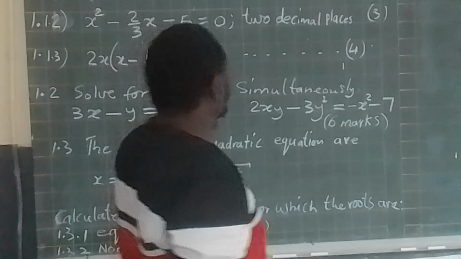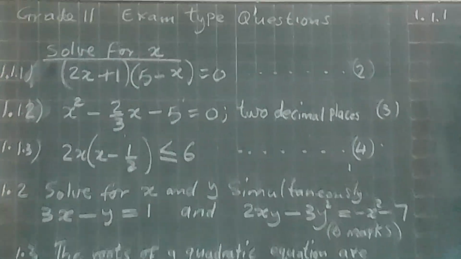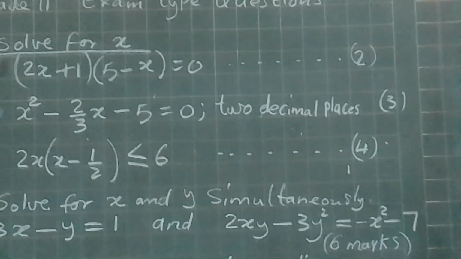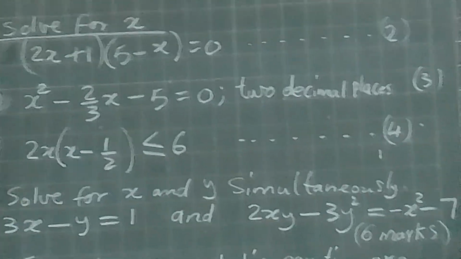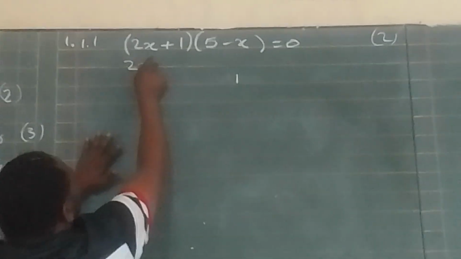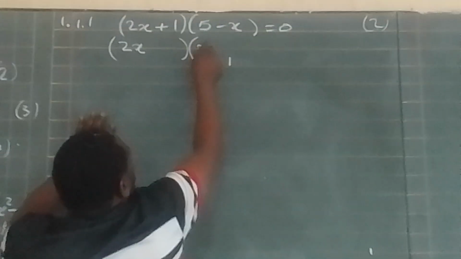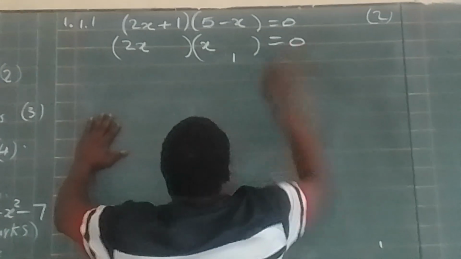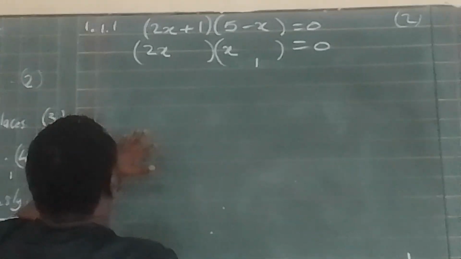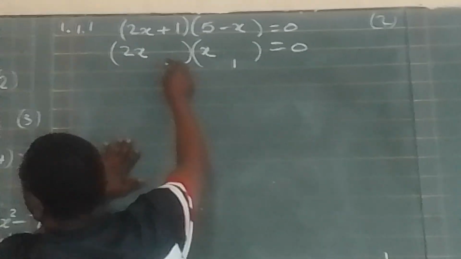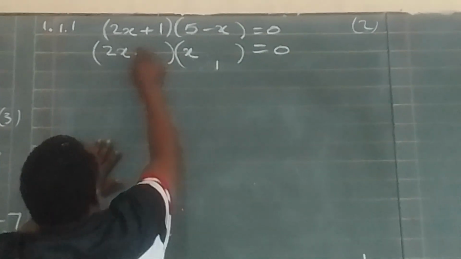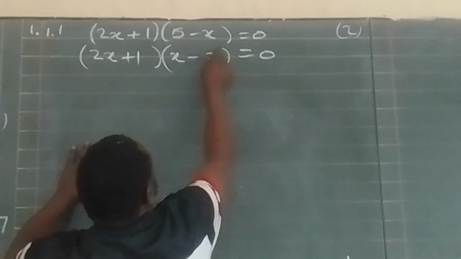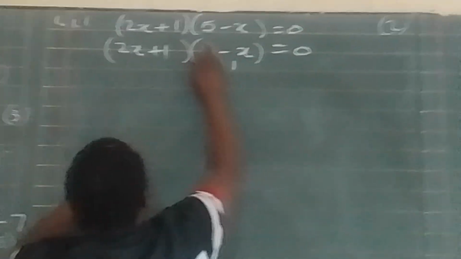So let us grab 1.1. Here is 1.1. It's (2x plus 1)(5x minus 1) is equals to 0. Here you just solve for x. You have 2x and x equals to 0. This is plus 1, minus x. It's 5 minus x.